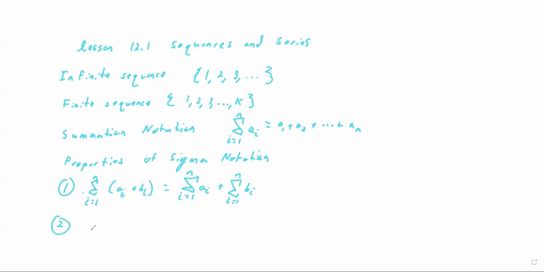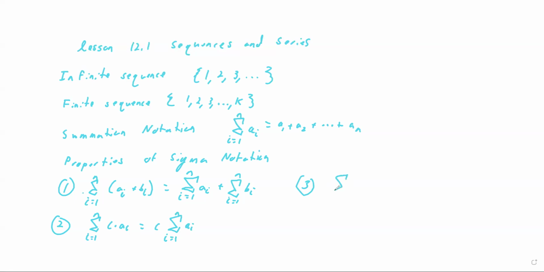The second thing is if I have a factor in there, I can actually pull the factor out. So basically, I notice that everything's being multiplied by 2 or something like that. I can actually take it completely out of the notation. Then I can just go find whatever this notation is and then multiply by that factor, and I'd get the same answer.